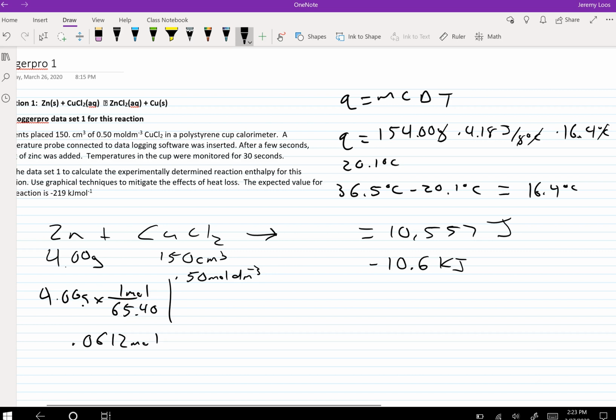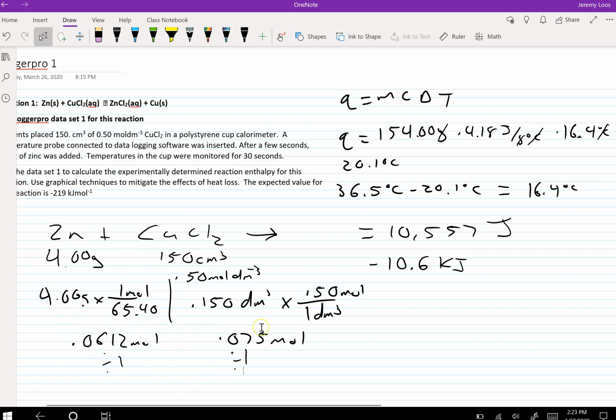To find my moles here, let's change this to cubic decimeters, 0.150 cubic decimeters, and use our concentration as a conversion factor. For every 1 cubic decimeter, there is 0.50 moles. So that's 0.075 moles. Now, we've talked about different ways to find the limiting reagent, but you could simply divide by the coefficient, and whichever one's smaller is going to be limiting. Of course, since it's a 1-to-1 ratio, this is obviously going to be the same number, so zinc is limiting. Whatever one we have fewer moles of is going to be limiting, so it's going to be zinc.